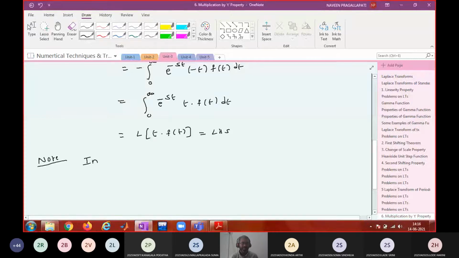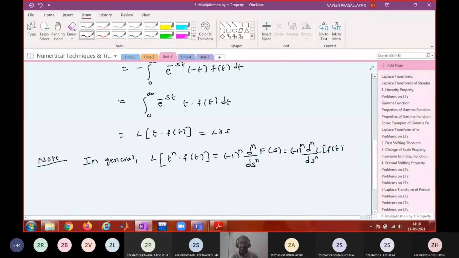Now write a note. In general, Laplace of t power n into f of t is equal to minus 1 whole power n into d power n by ds power n of F of s, which is minus 1 whole power n into d power n by ds power n of Laplace of f of t, for n equal to 1, 2, 3 and so on.